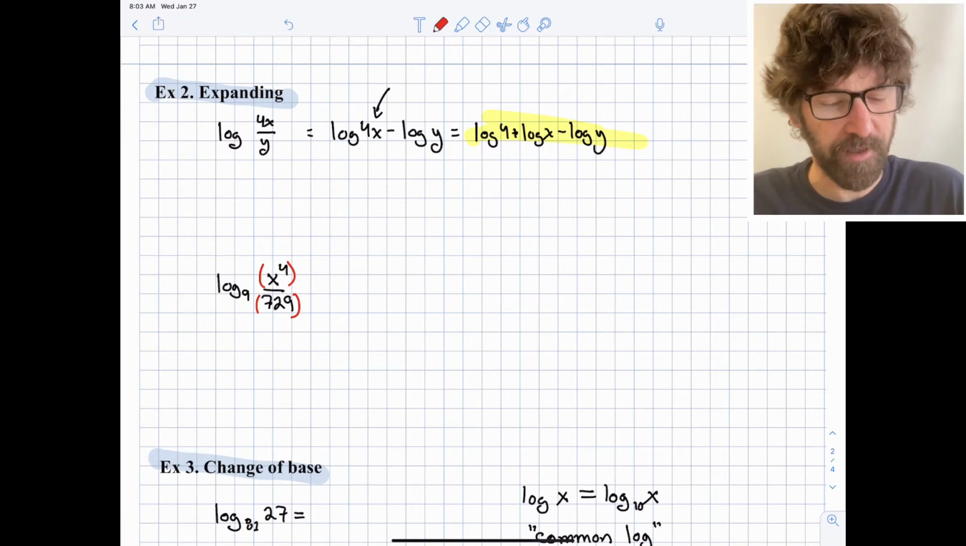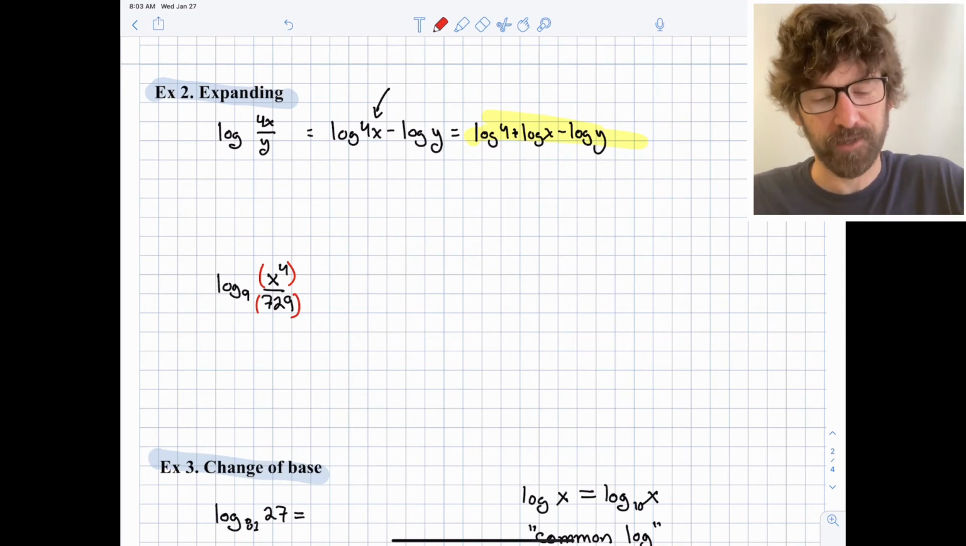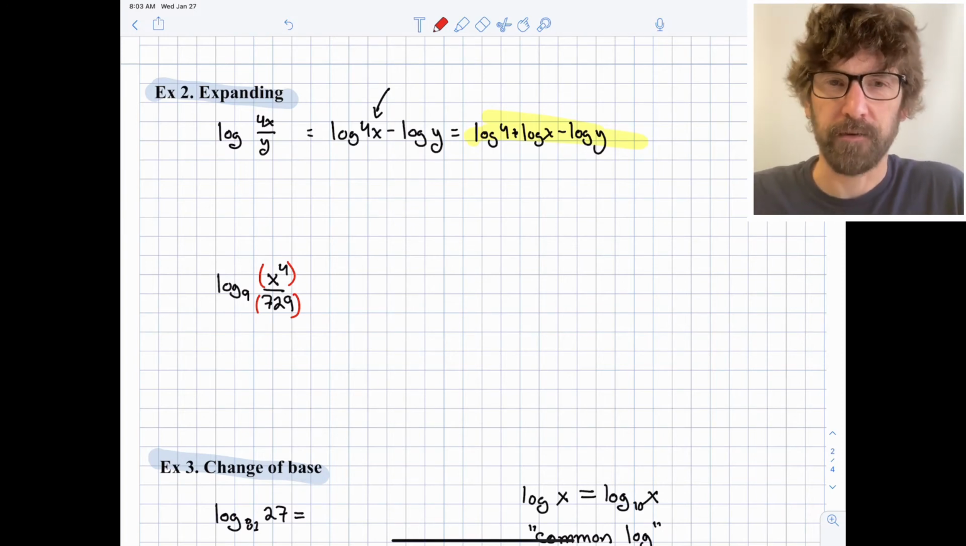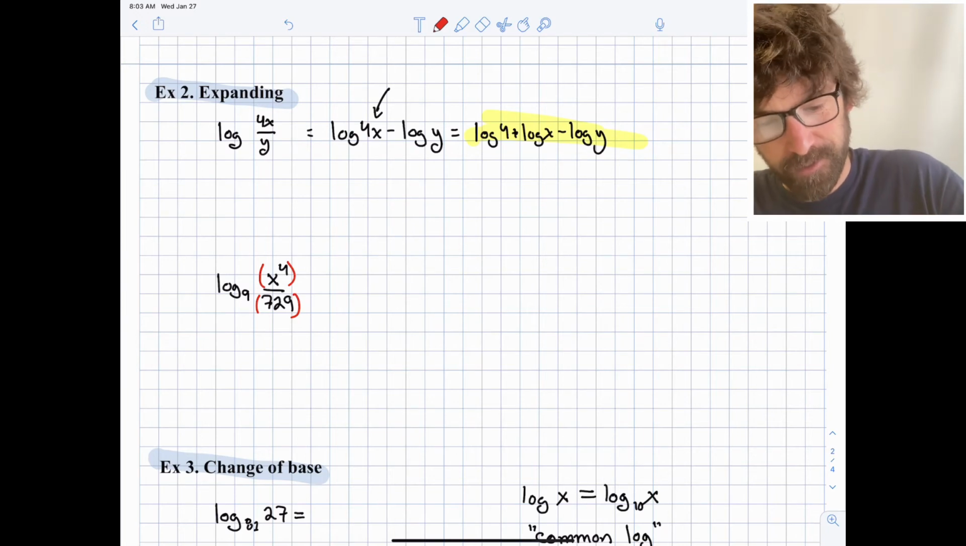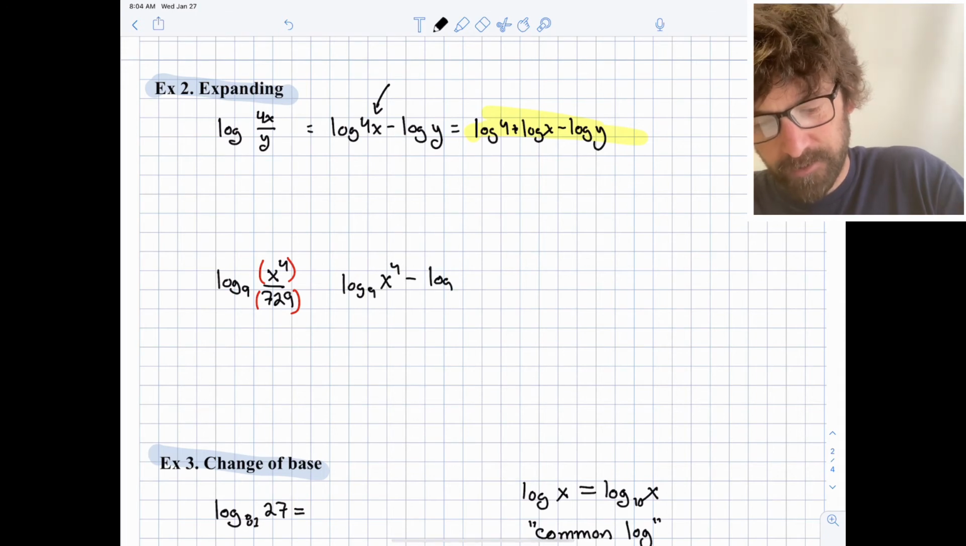Another way of thinking about that is that the logarithm only sees the division right now, okay? It sees the division between two sets of parentheses, an x to the 4th up top and a 729 down below. That exponent of 4 is kind of hidden inside the parentheses. The logarithm doesn't see it yet. We'll worry about that later, okay? So let's go ahead and do that. So we have log base 9 of x to the 4th minus log base 9 of 729.